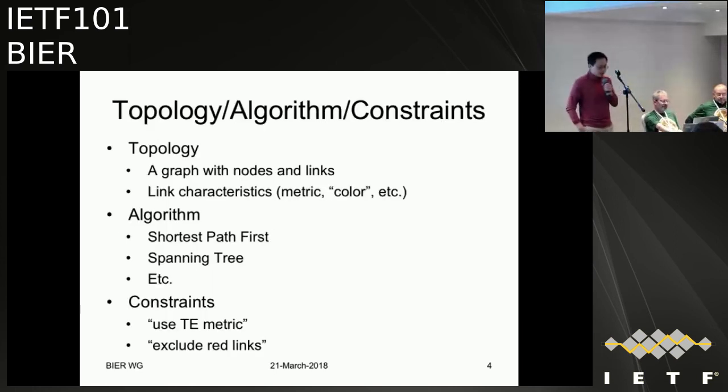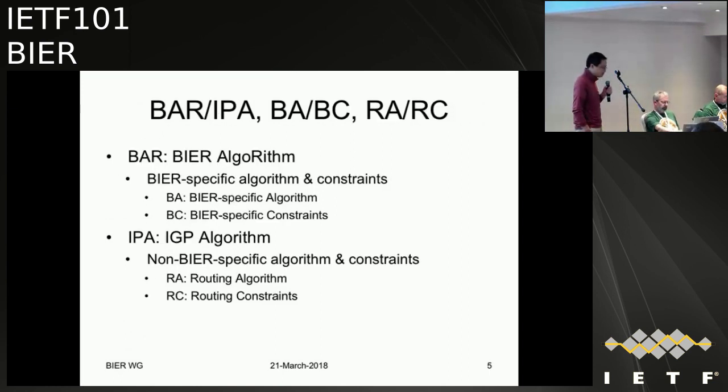So to calculate the forwarding paths, let me explain some terms first. Calculation is applied to a topology, maybe subject to some constraints. Here, the topology is basically a graph of nodes and links, and each link has a set of characteristics, including metric or color or whatever. Algorithm examples are shortest path first, or could be spanning tree in the future. The constraints are like use a certain metric, or it could be excluding the red links, things like that. Those are just examples. Next slide.